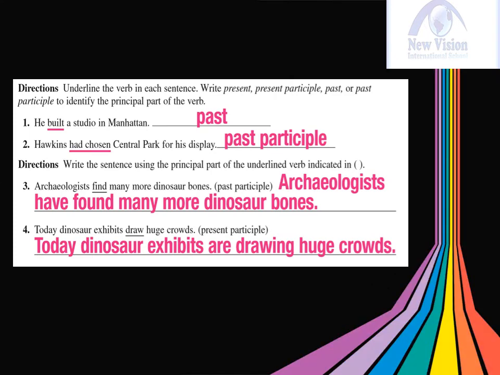Number 2. Hawkins had chosen Central Park for his display. Underlined verbs are had chosen, and it is in past participle form. Write the sentence using the principal part of the underlined verb indicated in parentheses.